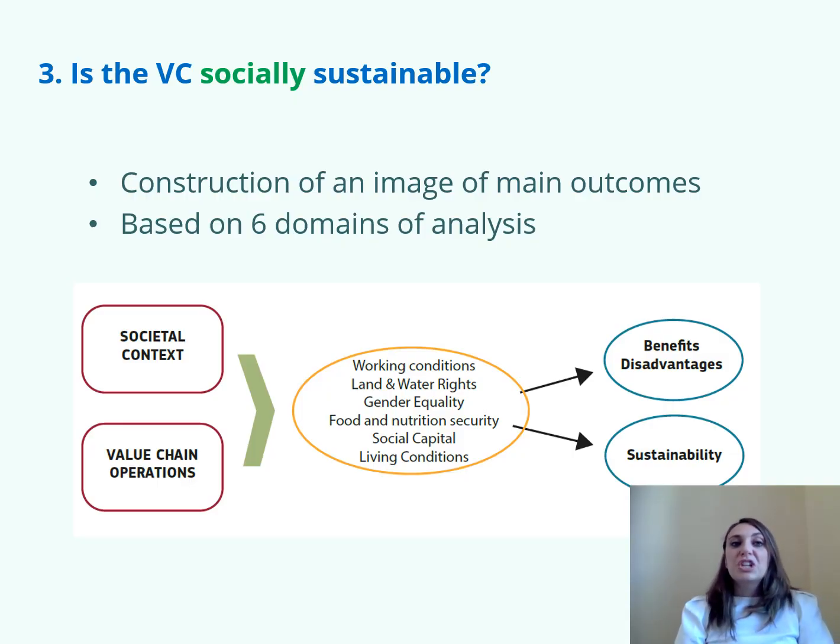The purpose of the social analysis is to assess the established and potential consequences, be they benefits or disadvantages, of value chain operations. The social expert puts under the lens of his or her analysis in particular 6 domains, which are working conditions, land and water rights, gender equality, food and nutrition security, social capital, and living conditions. These 6 domains are to be taken into account by policymakers when they take decisions on the value chains, and therefore information upon them is key.